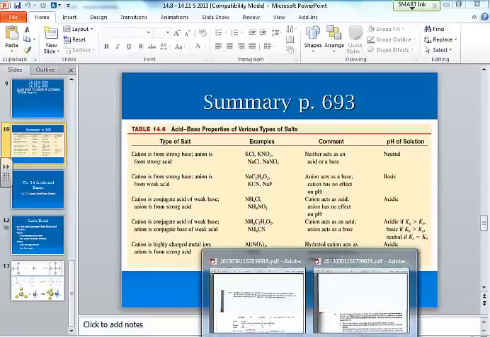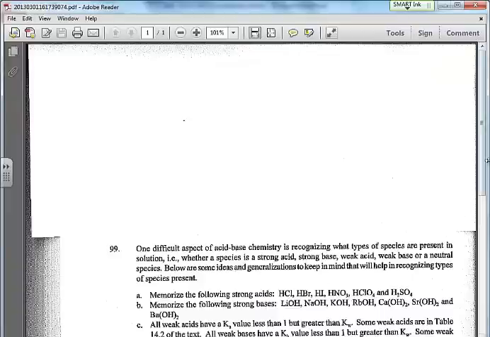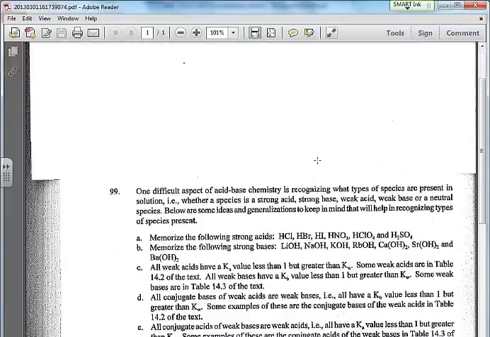So the first Together Problem that we had is going to be number 99. Now if you look at 99, this isn't quite the answer yet, it's the background. But what 99 is asking you to do is arrange the following 0.10 molar solutions in order from most acidic to the most basic. And they're 0.1 molar.